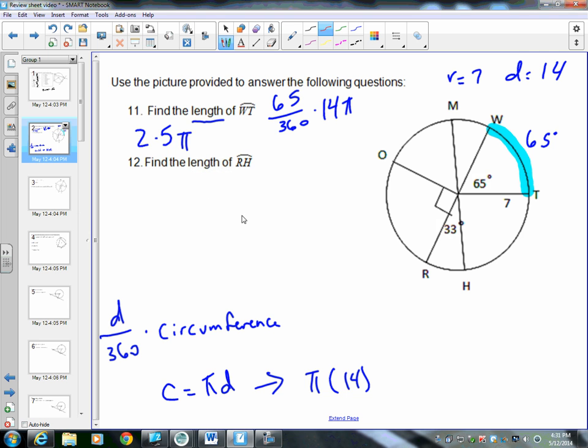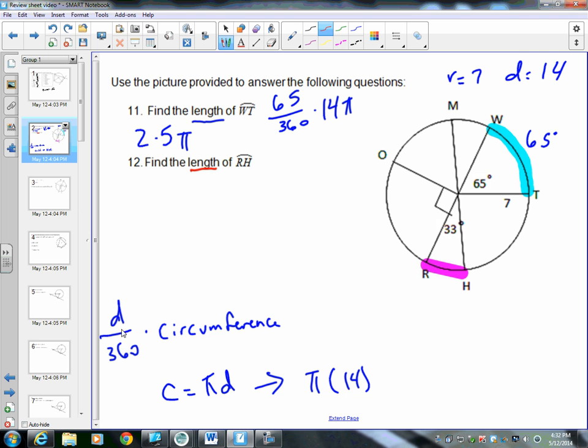Okay, number 12 is very, very similar. It says find the length of the arc RH. So let's use a different color, this pink color. So RH, that one right there. If we're finding the length of the arc RH, again we use the arc length equation, which is degree measure divided by 360 multiplied by circumference. Although in this case we have slightly different numbers.